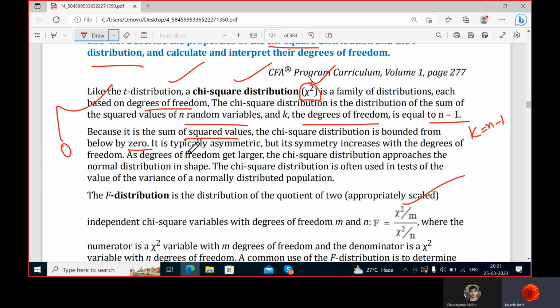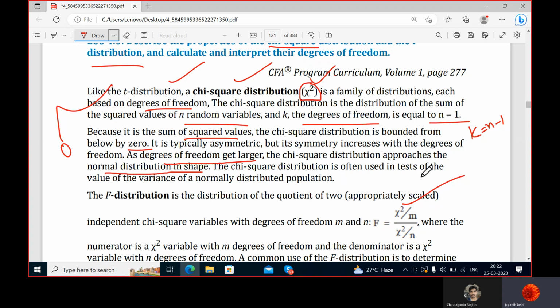It is typically asymmetric, but its symmetry increases when degrees of freedom increase. That means the sample size increases. It also will follow normal distribution. As degrees of freedom get larger, only because of the sample size increasing, this chi square distribution also approaches normal distribution in shape.